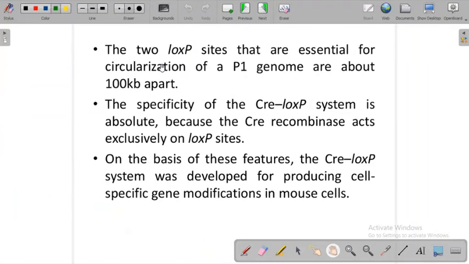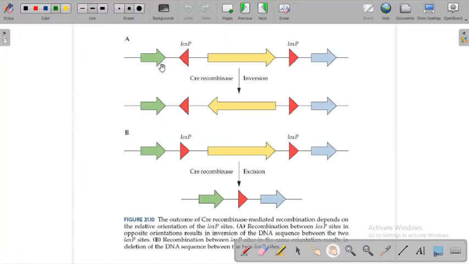Now see what else exactly happens in the diagram. So what happened? First of all, we'll see the outcome of Cre recombination. It depends on the orientation of the LoxP sites, guys.